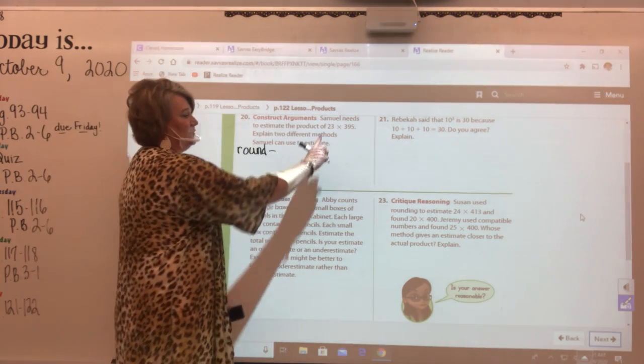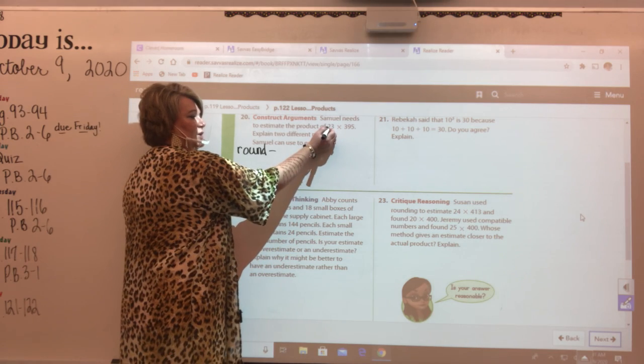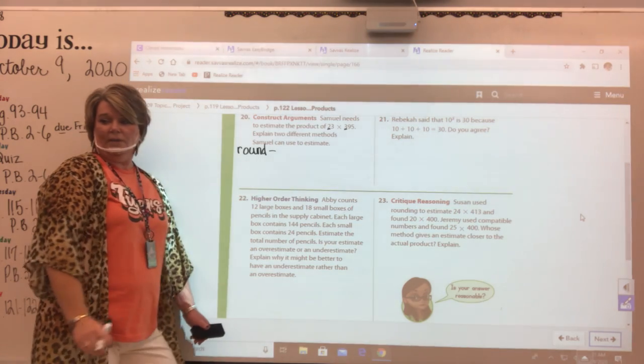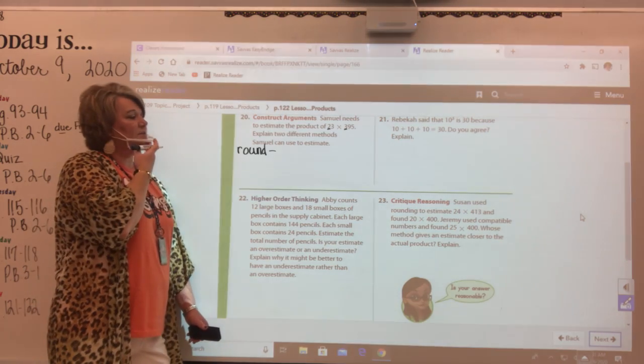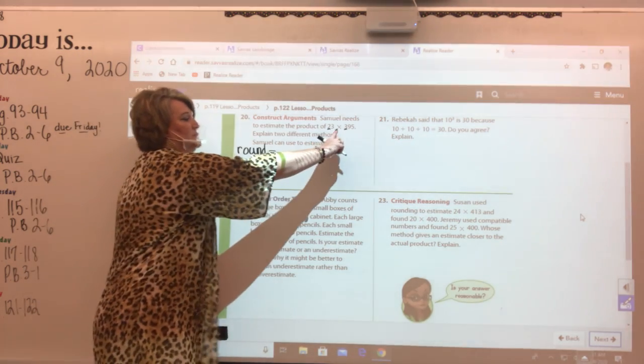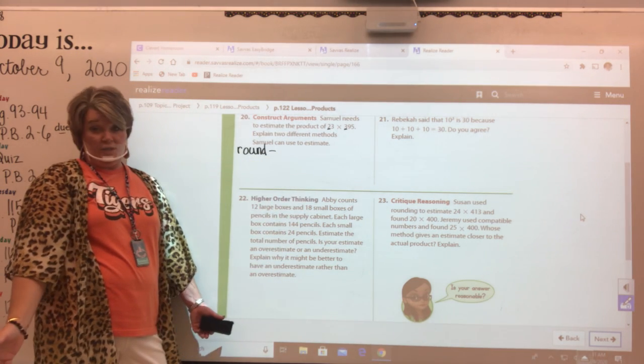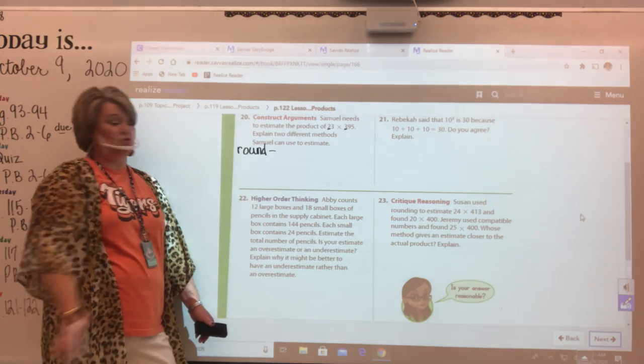So with the 23 right up here, I want you to take your pencil and underline the 2. And in the 395, I want you to underline the 3. Okay? We're going to round. So in 23, we're going to look next door. Does the 3 have enough power to push that 2 over? No. So what's my new number then? 20.